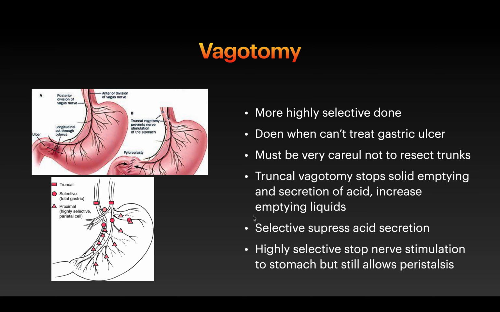So a truncal vagotomy is going to stop the solid emptying and the secretion of acids and really increase the emptying of liquids. The selective is going to suppress the acid secretion, and the highly selective vagotomy is going to stop the nerve stimulation to the stomach, but it still allows the peristalsis.